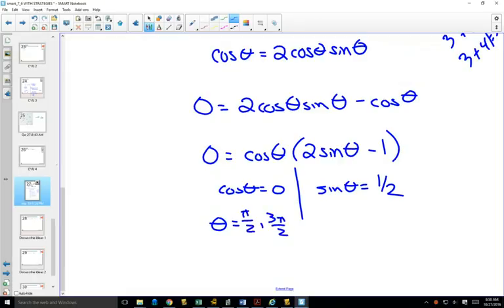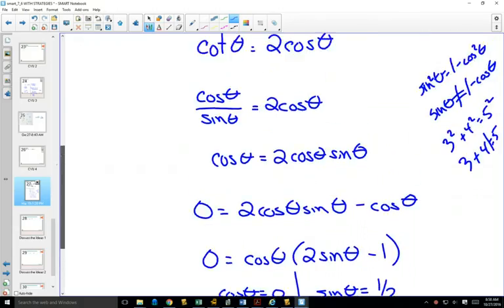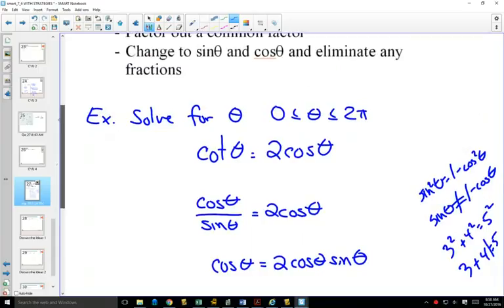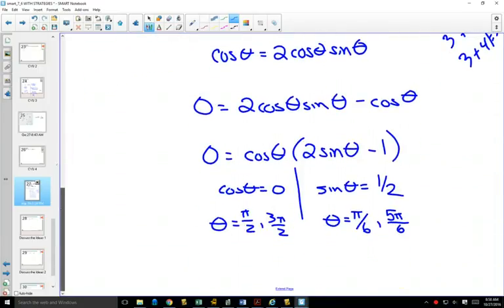Sine of theta equals half. When does that happen? Pi over 6 and, in quadrant 2, 5 pi over 6. Now that we've got our answers, we naturally solve things between 0 and 2 pi. I'm just going to check the question. Was the question between 0 and 2 pi? It was. So I always do a quick check of my domain at the end to make sure that it fits in the answers that I've gotten. In this case, I don't have to change any.